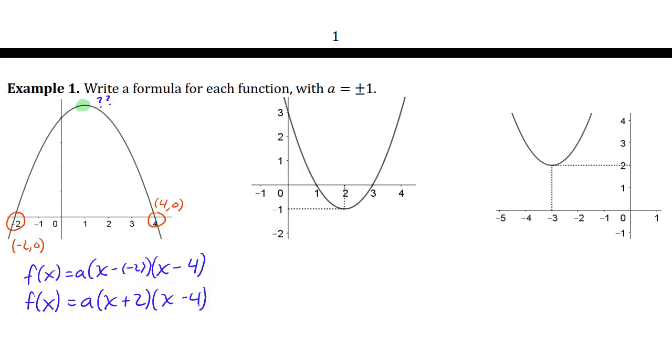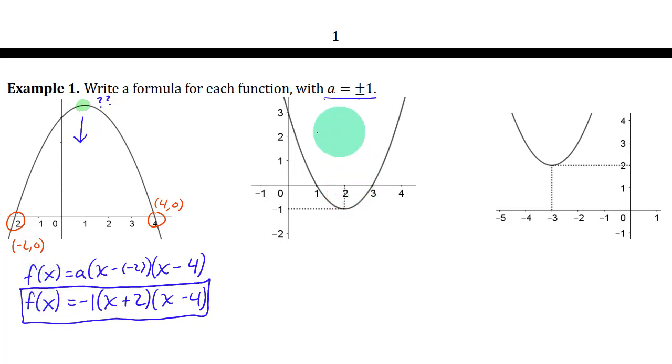And now, no matter what number a is, if you plug in x equals -2, you'll get a result of 0. If you plug in x equals 4, you'll get a result of 0. But what is the a? Well, it's given that a is positive or -1. So is it positive 1 or -1? Well, because it's opening downwards here, we can say that a must be -1. So that is a formula for that function.